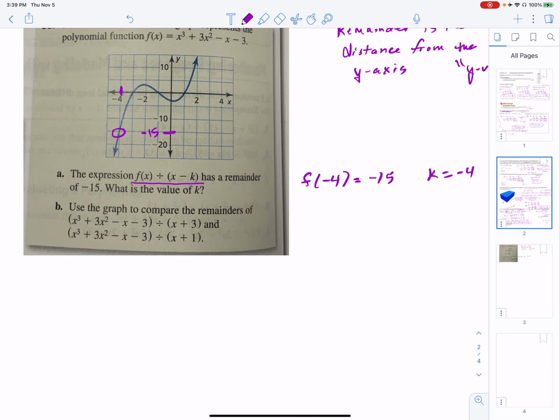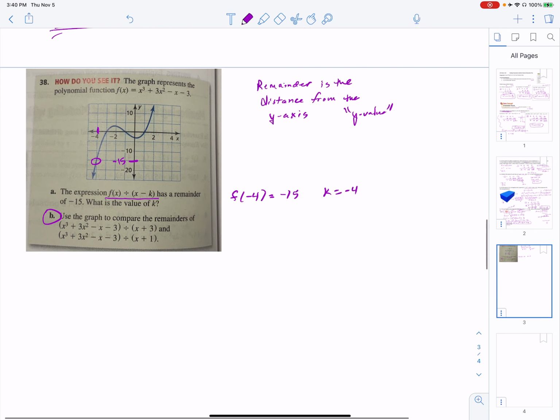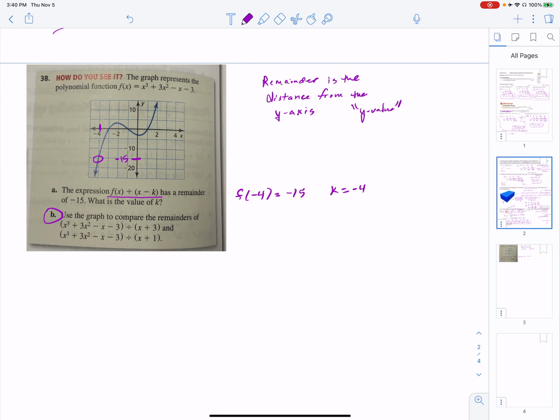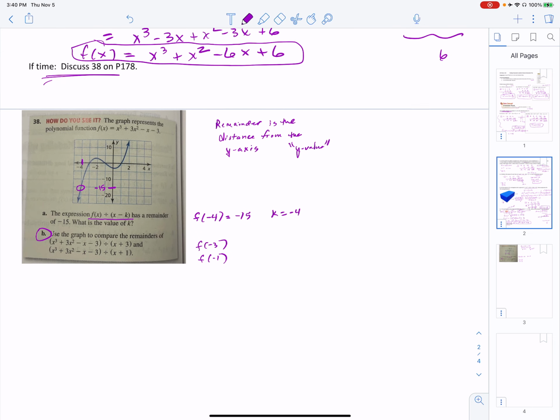And so now you can use that to help you with b. Use the graph to compare the remainders of these two. And you just have to remember that if you're using x plus 3, the remainder is f of negative 3. And if you're dividing by x plus 1, the remainder is f of negative 1. So you can compare those and talk about that when you do number 38. That's it.